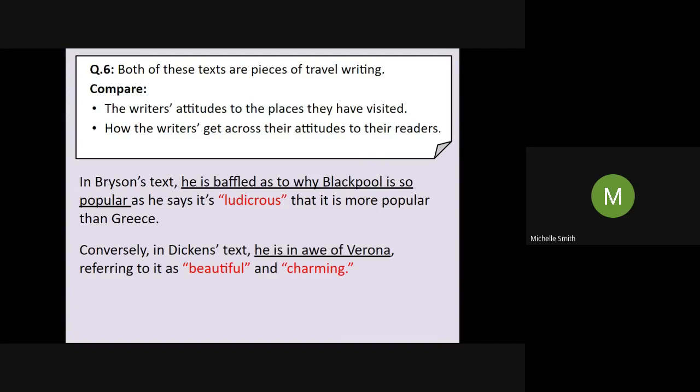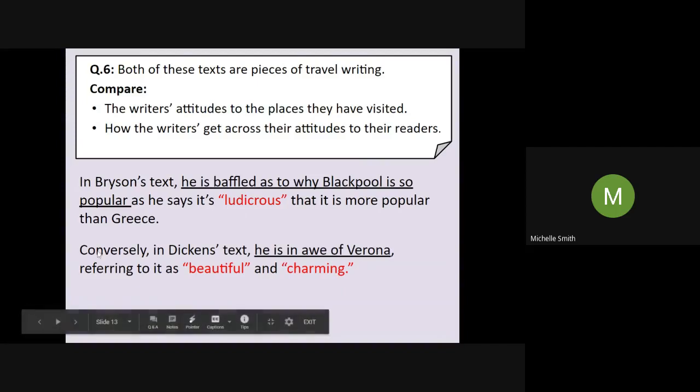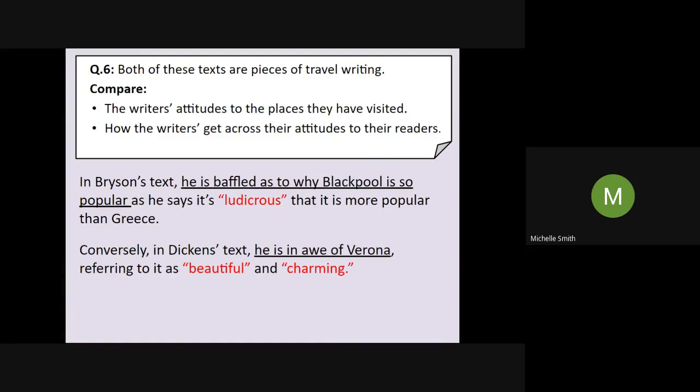Then I would go back to the Dickens one, and I would do Bryson, Dickens, Bryson, Dickens, Bryson, Dickens, until I'd done 4 for each one. And that way you can sort of use your discourse markers. So your conversely, however, on the other hand, similarly, if they have a similar point, and it'll flow really nicely.